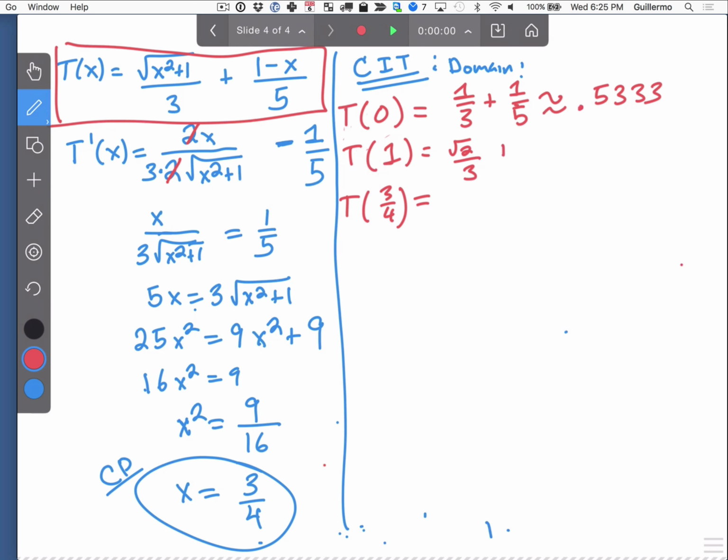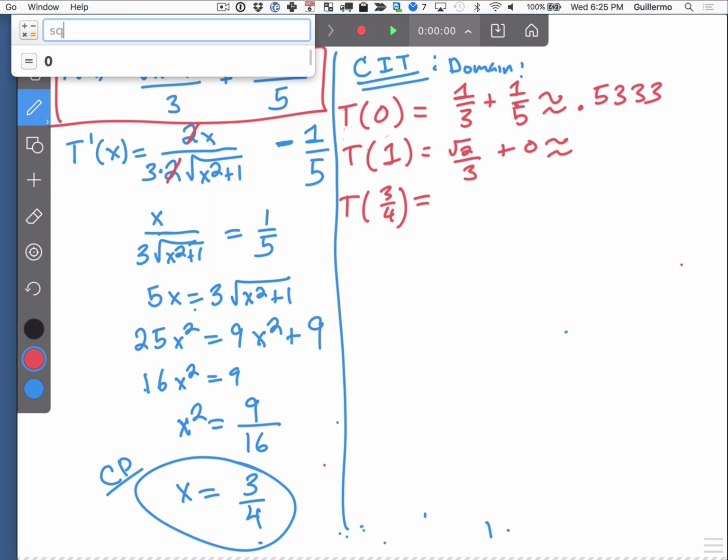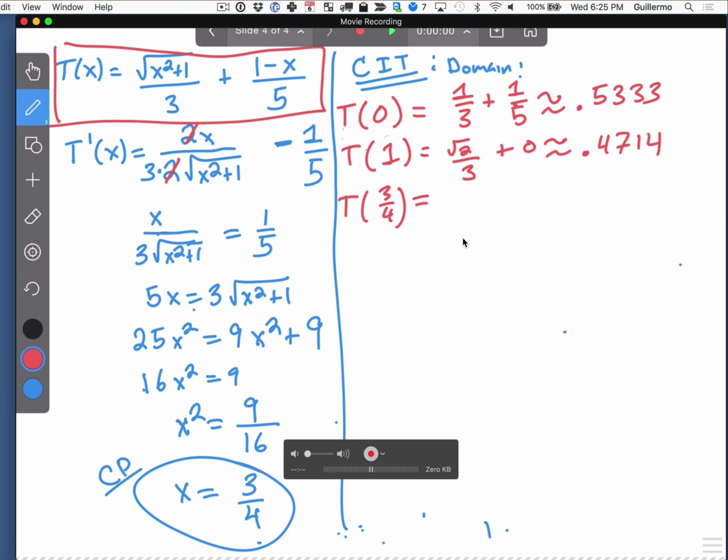√2/3 plus 0, right? So what is that? 0.47. Okay. All right, and then last but not least, 3/4.